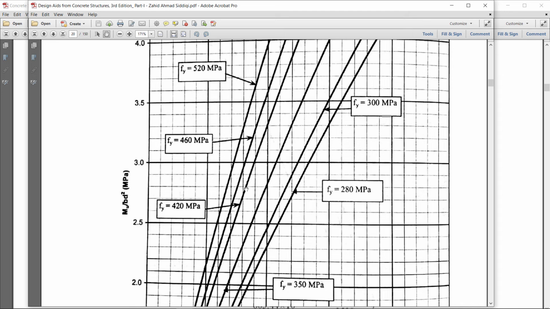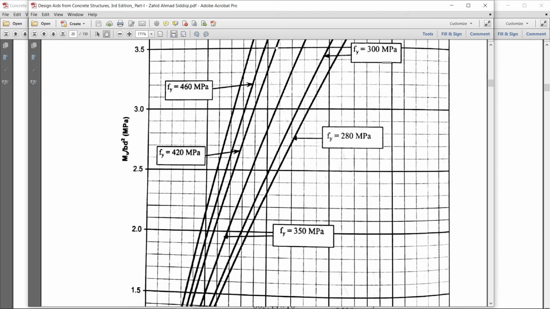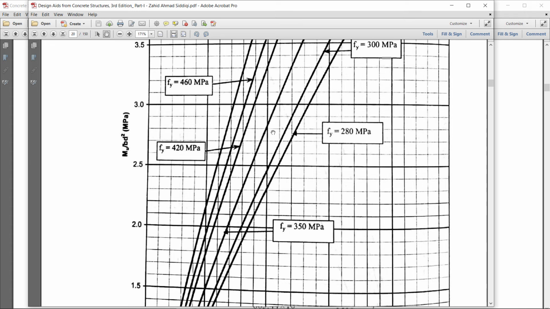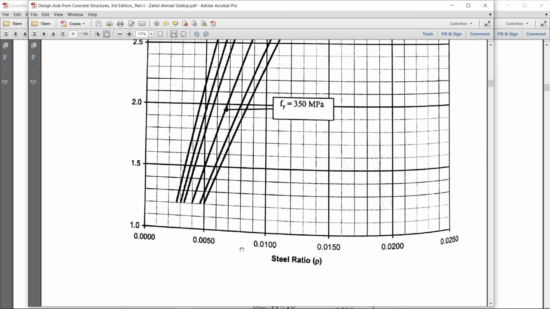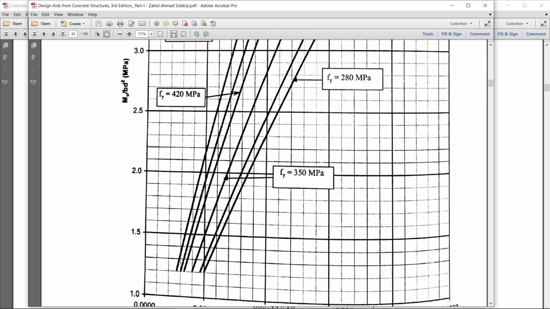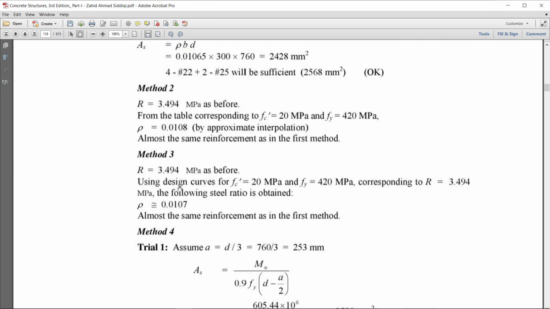Then we come on this same straight line. Here we will come here. That is again 0.01. By interpolating, that is 15, so that will again become near to 0.0106 or 7. So that is the value of Mu over bd square. So that is the third method, by using design curves.